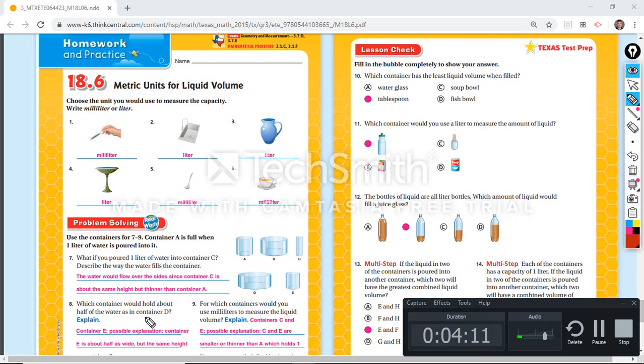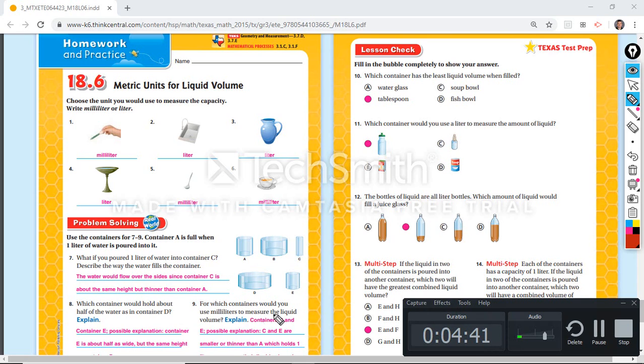So the next one, which container would hold about half of the water in container D? So which one will hold about half? This one can't be it. You have to look at letter E. If you look at letter E, it's about the same height, and if you divide this one in half, it's about the same. The two equal parts. So your answer is E.